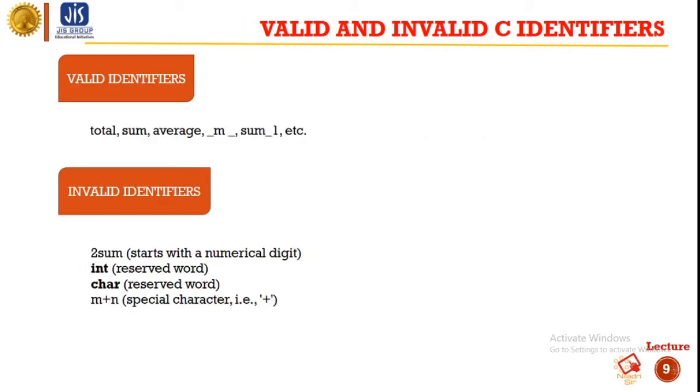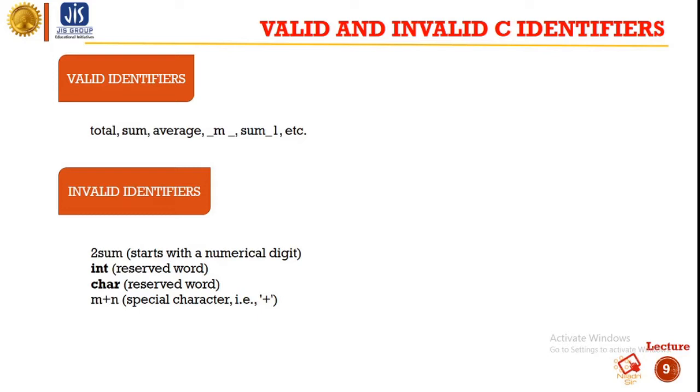So these are examples of valid and invalid identifiers. As you can see, total, sum, average, underscore im, underscore sum, underscore one, etc. are valid identifiers. The rule is that it must start with an alphabet. It may be in caps or in small letters. Total, sum, average, sum underscore one all start with alphabets. We have also said that it can start with an underscore also. So starting with an underscore is also valid.